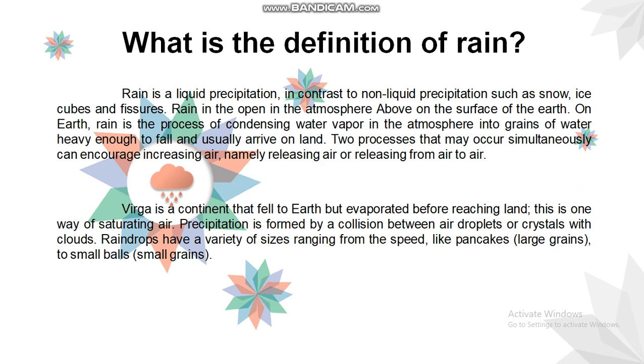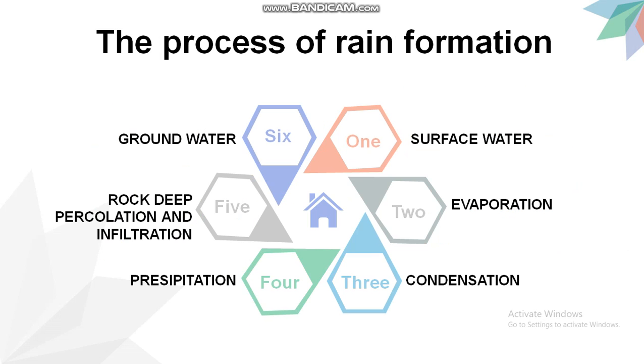Two processes that may occur simultaneously can encourage increasing air, namely releasing air or releasing from air to air. Virga is precipitation that falls toward earth but evaporates before reaching land. This is one way of saturating air. Precipitation is formed by a collision between droplets or crystals with clouds. Raindrops have a variety of sizes, ranging from large grains to small grains.